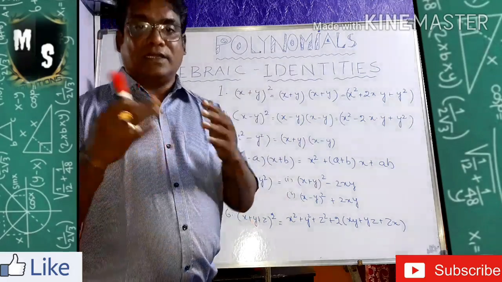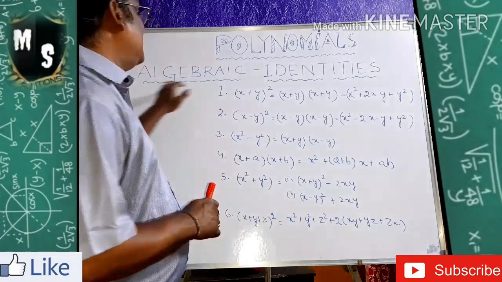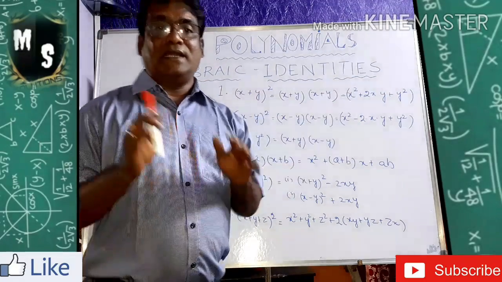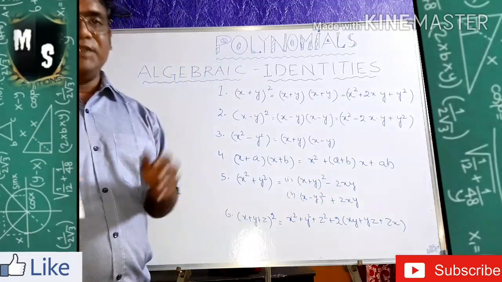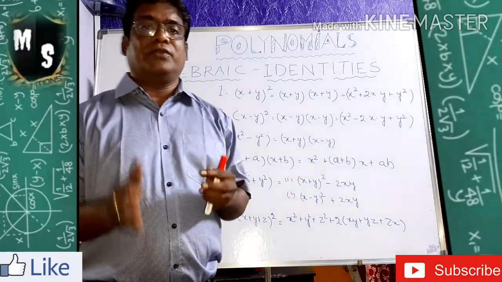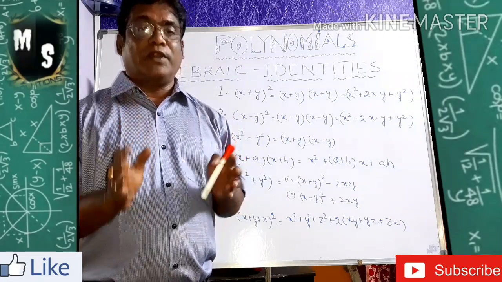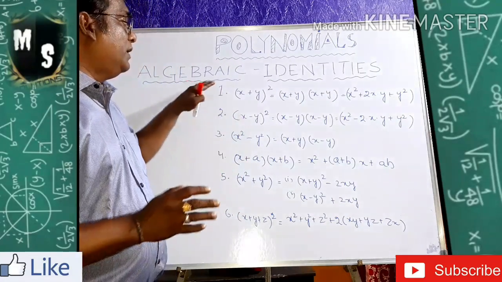Today we are going to the concluding part of the polynomial. The next part is called algebraic identities. That means I am today going to give you some formulae available in our algebra.